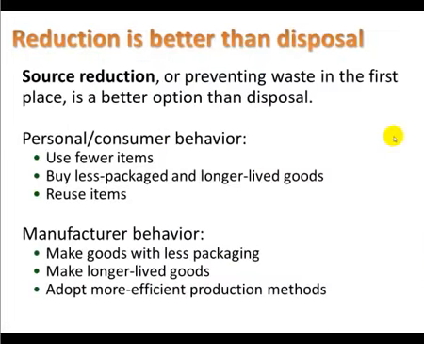What's better than disposing of trash is not producing it in the first place. So we can do source reduction, and our personal choices can affect that. We can use fewer items, we can buy less packaged and longer-lived goods, and we can reuse items. From a manufacturer's perspective, they can make goods that have less packaging, they can make goods that last a longer time, and they could also have more efficient production methods. We'll take a look at that a little further on.